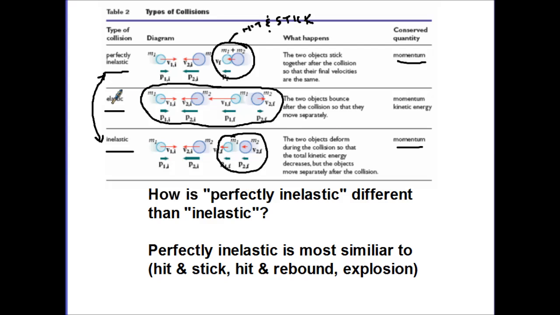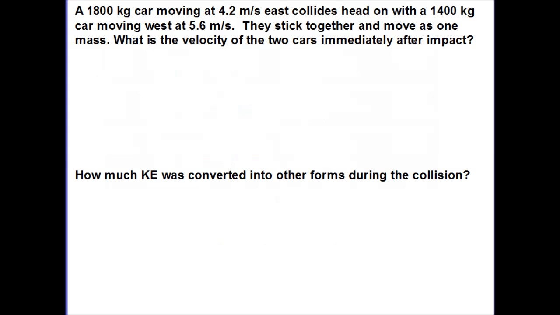So again, we have a little bit more scientific way of describing collisions now. Instead of hit and stick and hit and rebound, we can call them elastic, inelastic, or perfectly inelastic, depending on whether or not kinetic energy is conserved. So how is perfectly inelastic different than inelastic? Just whether or not they are sticking together. A perfectly inelastic collision is most similar to the hit and stick that we studied in the last section.